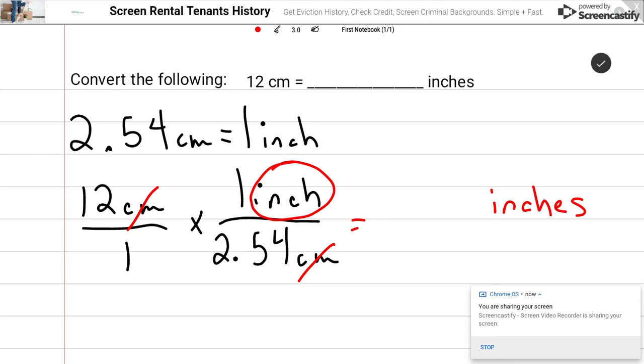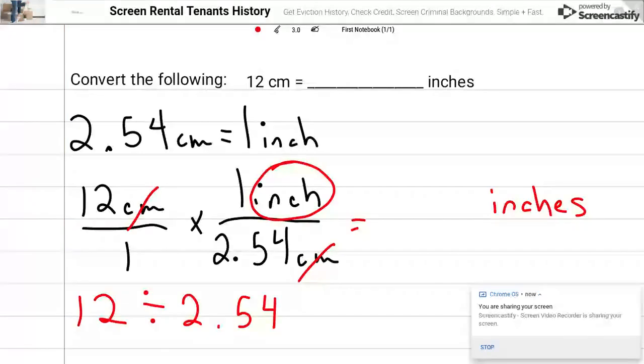So off screen, I'm going to take my calculator and divide. I'm going to write what I'm dividing on my screen. I did 12 divided by 2.54. The reason I'm dividing is because 12 is in the numerator and my 2.54 is in the denominator.